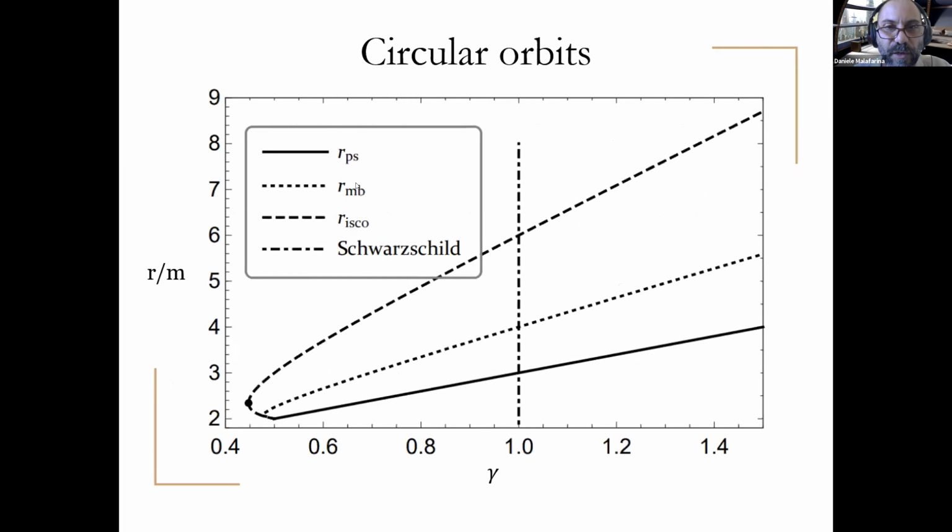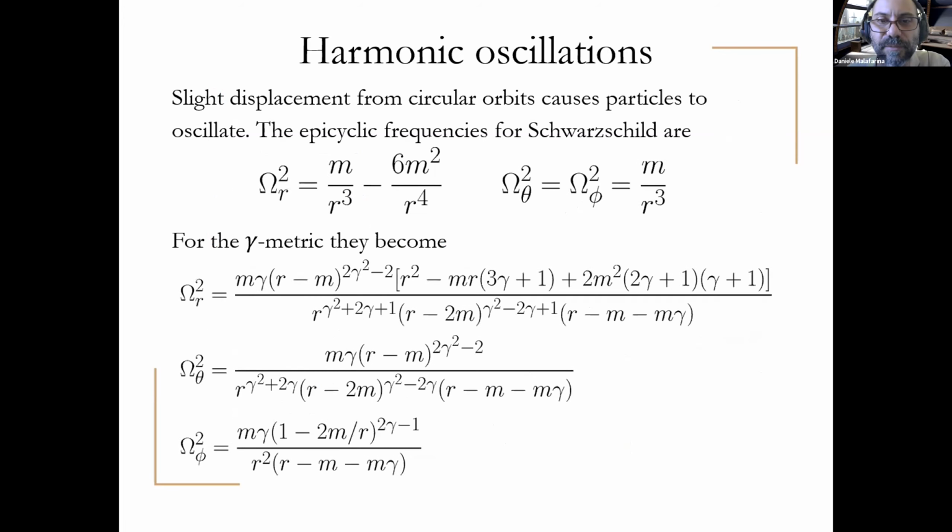Here you see all the relevant orbits: the innermost stable circular orbits, the marginally bound orbits, the photon sphere, or let's say photon capture radius. Here, down here, you have 2m. And so gamma equal to 1 is Schwarzschild, and then you see how they change for gamma positive and gamma negative. Gamma positive are, of course, more physically realistic because, thinking about an object that rotates, that's what kind of deformation you would get.